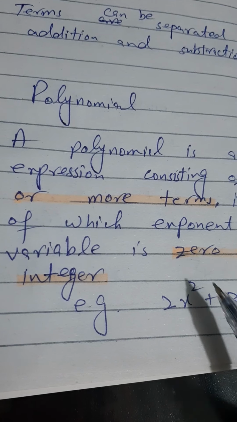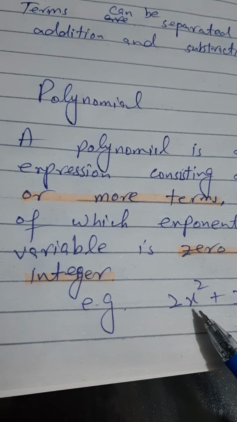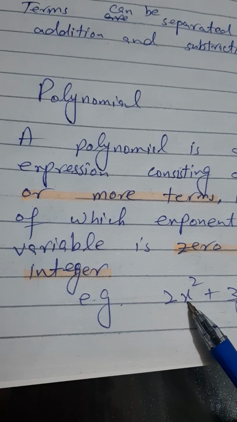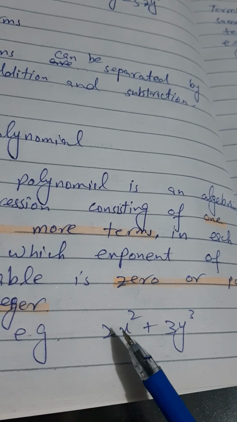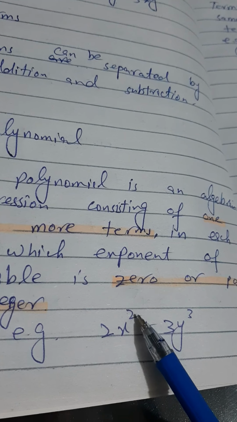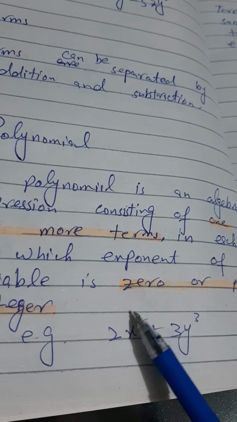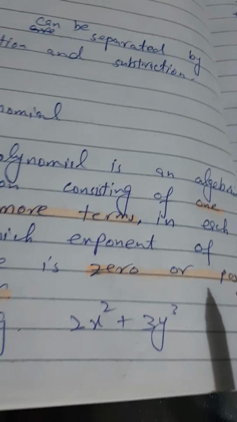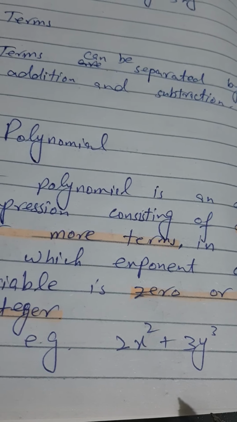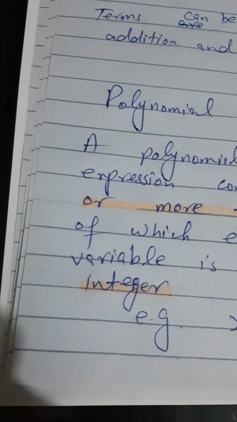Now we have to check exponent of variables. The variables are x and y, and exponent of variable is 2 and 3. So both 2 and 3 are positive integers. So it's example of polynomial.